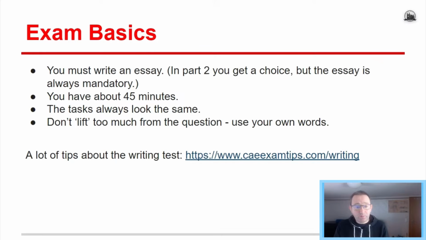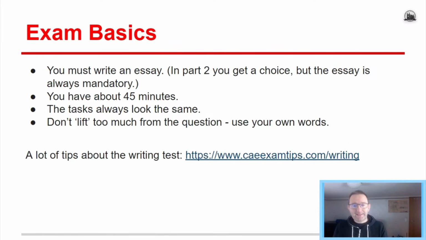So the first thing is you must write an essay. In part 2 of the exam, you have a choice. It might be a report, a proposal, an informal letter, a formal letter, an email. There's 3 of those 5 types of things. Do they still do review? I don't remember. But in part 1, it's always an essay and you must write an essay.